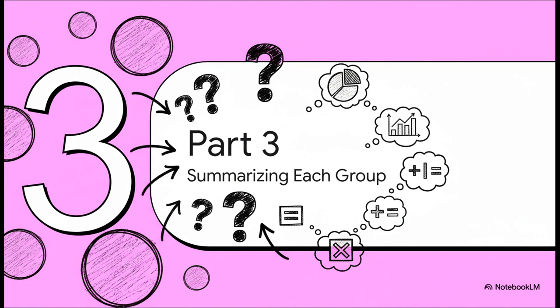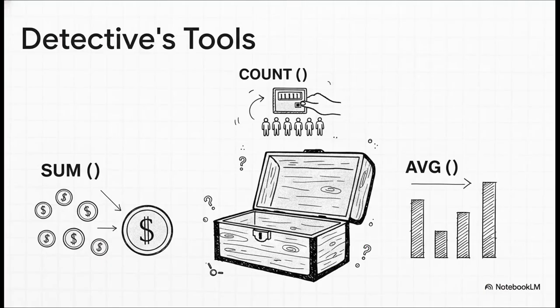Okay, so we've got our groups. That's a huge first step. But the real magic of GROUP BY happens when we start asking questions about what's inside each of those neat little piles. Let's check it out. Now, to actually analyze these groups, we need some tools. And in our SQL detective kit, these are called aggregate functions. You've got the SUM function, which is basically your calculator for adding everything up. You've got the COUNT function, which is like a clicker that just counts how many things are in each group. And the AVG function, well, that finds the average.